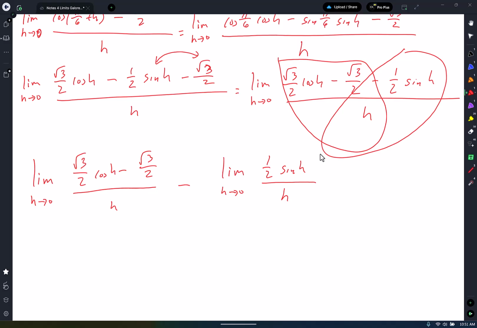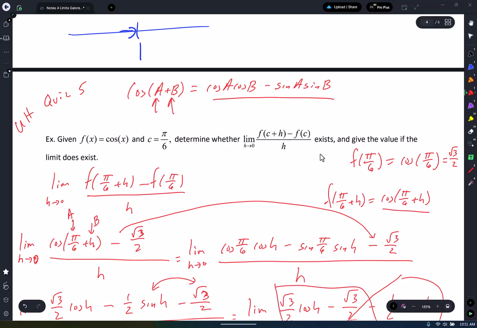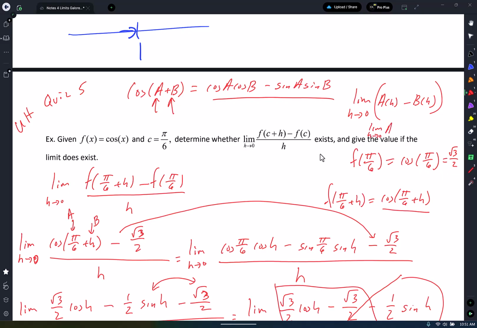I'm just using my limit properties, the difference. Limit as h approaches 0 of a of h minus b of h. That's a of h, not a times h. If I have it like that, you can break it up into limit as h approaches 0 of a of h minus limit as h approaches 0 of b of h. Those are just the properties that we learned from a few days ago. So we can separate it like that.